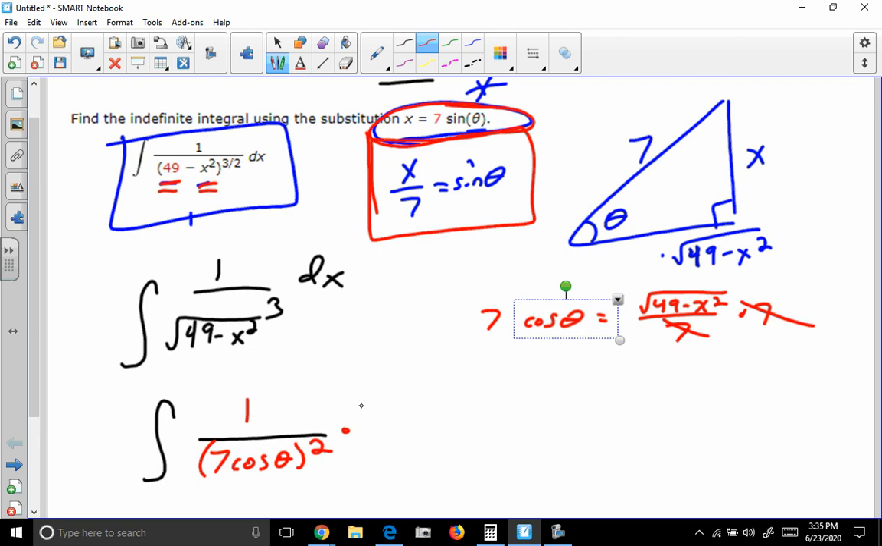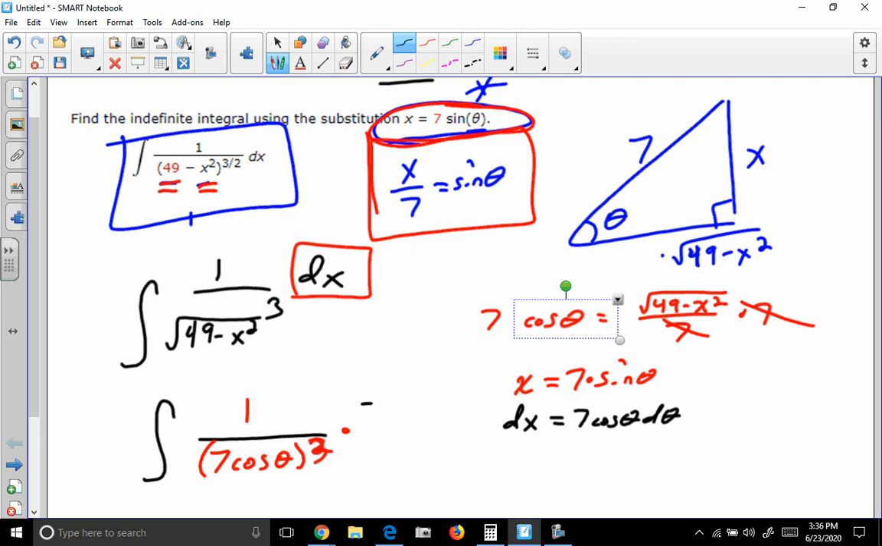We have a 1 on top, but we also need to replace dx. Well, what is dx? If we know that x is 7 times sine theta, then dx is just the derivative of that. This is supposed to be a 3 here, not a 2. So dx is 7 cosine theta d theta. So where we have a dx, we're going to change that to 7 cosine theta d theta.